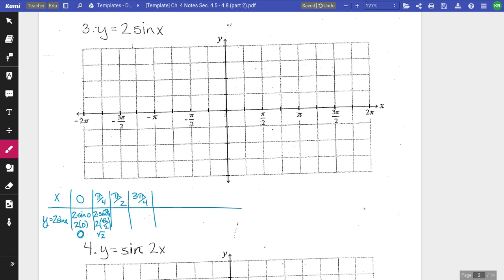I get about a root 2. Okay, pi over 2. The sine is 1, so it'd be 2 times the sine of pi over 2. Well, that would be 2 times 1, or 2. Okay, 3 pi over 4. So 2 times the sine of 3 pi over 4. That's going to be 2 times root 2 over 2, so you're going to end up with root 2 again. Okay, let's do pi.